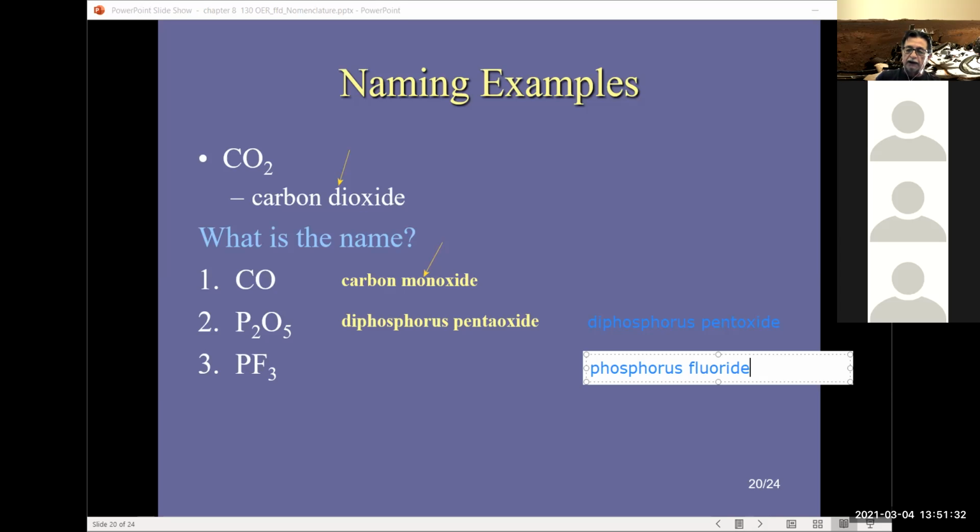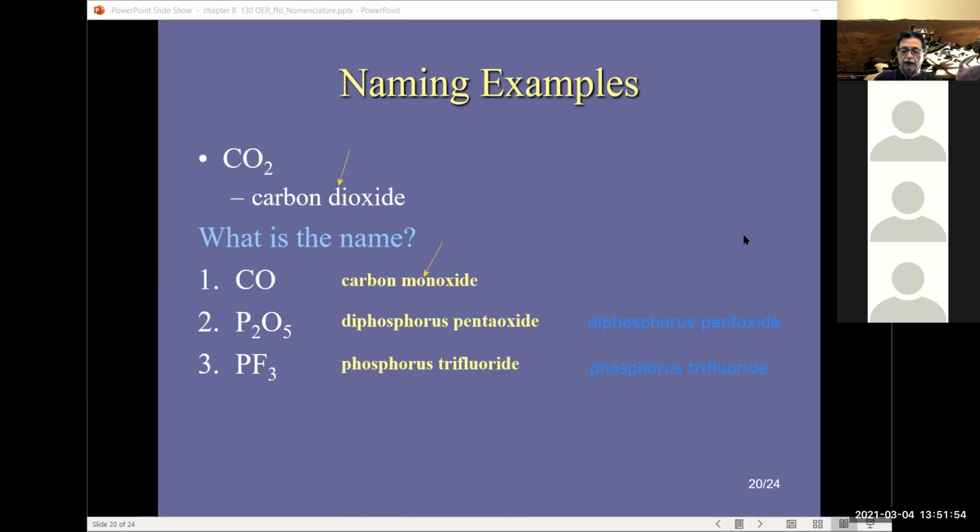Now go back and check if you have more than one of each to add the prefixes, and we only have one phosphorus, and it's the first atom, so we don't have to put the mono. And then we have 3 fluorides, so we can add tri. Phosphorus trifluoride.